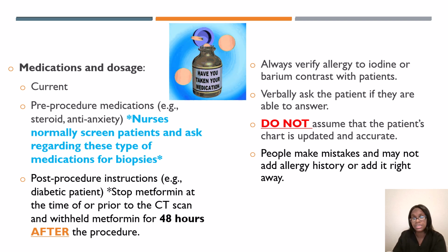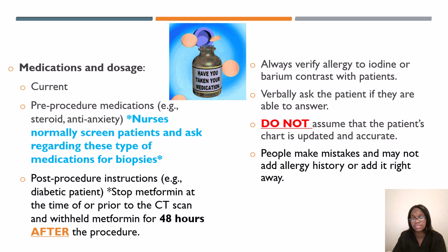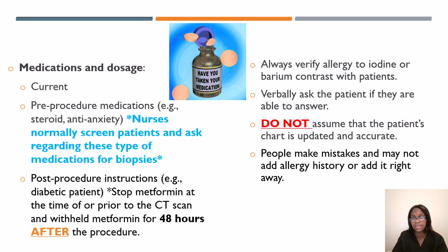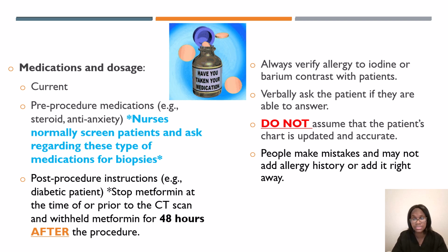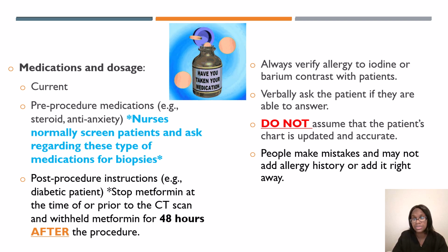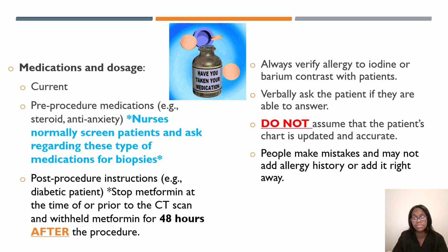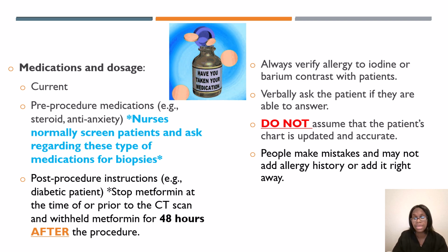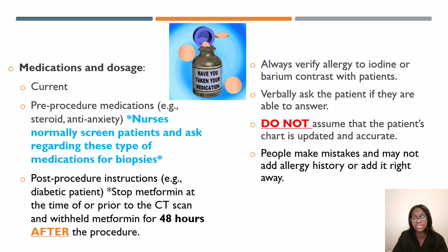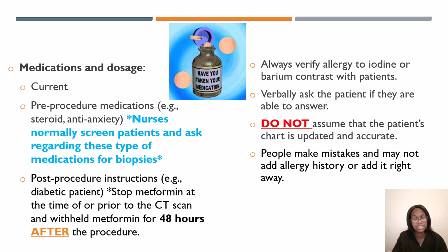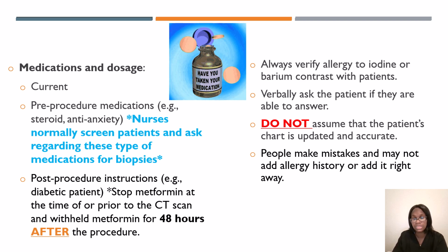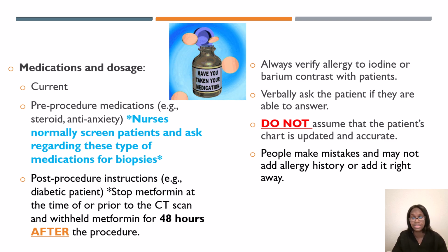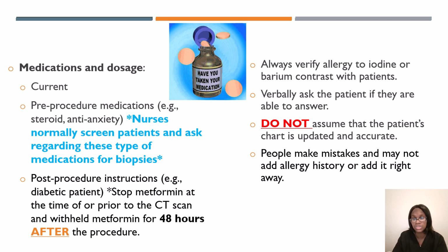You can verbally ask the patient if they are able to answer. A lot of times, if you have an altered patient, they may not be able to answer you, so you can reach out to a family member. You can ask the doctor. You can look in the chart. Do not assume that the patient's chart is up to date and accurate, though. A lot of times people make mistakes. People forget to add the medical history, the medication, especially the allergies, to the chart. I've had it happen to me several times where I just get in my routine and I still ask if they are allergic, and the patient will say yes, but it wouldn't be in the chart. So don't just assume that the chart is accurate.